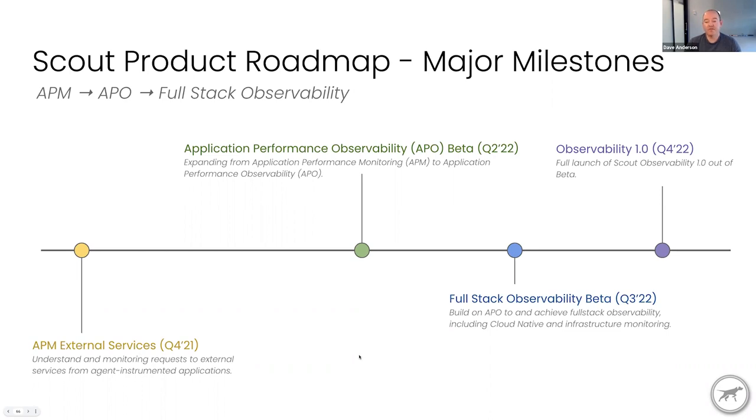And then later this year, we're going to move beyond application performance observability into full stack observability. Things like logging and events will be able to hook up and gather this OpenTelemetry data in from further systems, not just applications, but systems and infrastructure that emit OpenTelemetry metrics, logs, and even traces outside of the traditional APM applications that we've so far focused on. And then Observability 1.0, by the end of this year, we have a very aggressive timeline of becoming out of beta.